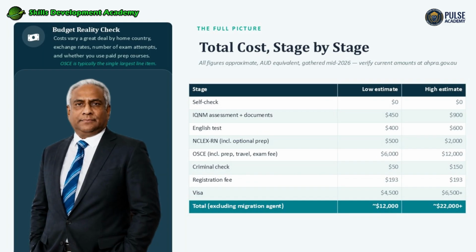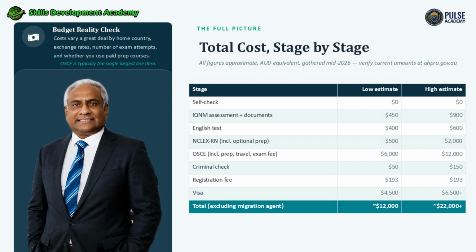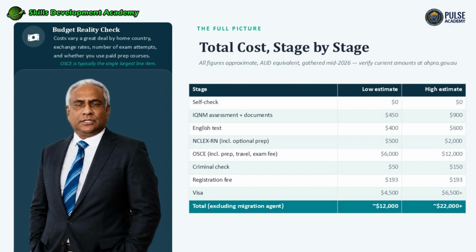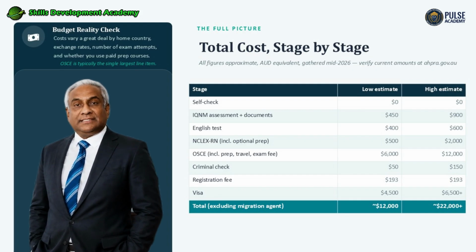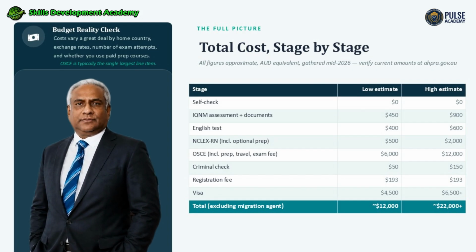So, putting it all together, what does the whole journey look like? Here is the full cost breakdown stage by stage. The self-check is free. The IQNM assessment and documents may cost around $450 to $900. The English test may cost around $400 to $600. NCLEX-RN, including optional preparation, may range from about $500 to $2,000. The OSCE is the biggest cost, including preparation, travel and exam fees, and may range from about $6,000 to $12,000.